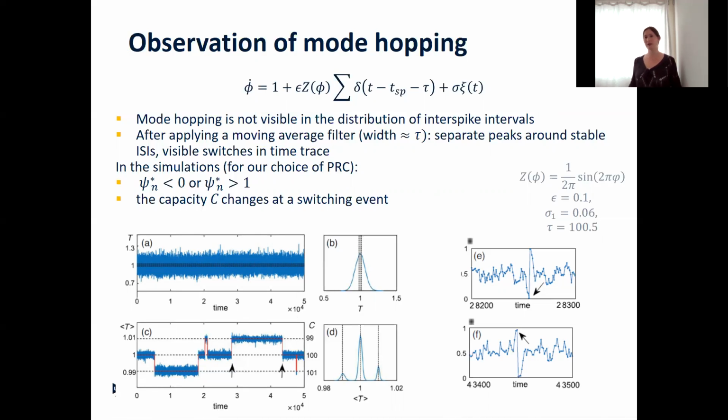And then in the simulations, there's an even easier way to detect a mode hopping, at least for our choice of here a sinusoidal PRC. You have a switch when the capacity changes or when the reception phase here becomes larger than 1 or smaller than 0.